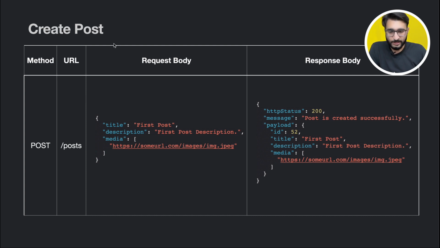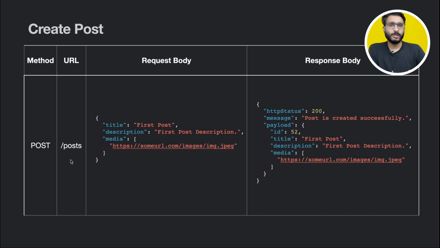So say for example, let's talk about create post. Whenever a user is going to create any post, what things is the user going to give the system? The method is going to be POST, and the URL will be /posts. The user will make a request on this URL, and to this URL, the user is going to give a request body, because the user has to save these things into the database. So the user will give the title of the post, the description of the post, and let's say some media attached to it, right?